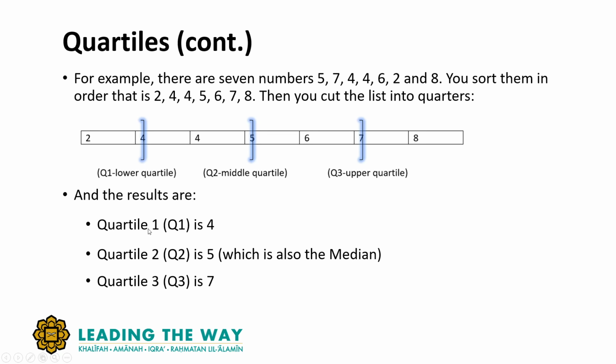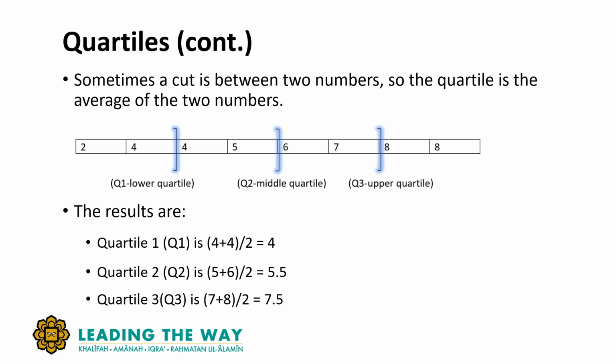You will see the results here. The first quartile is 4, the second quartile is 5, which we also refer to as the median, and the third quartile is 7. Sometimes a cut is between 2 numbers, so the quartile is the average of the 2 numbers. In this example, the first quartile is 4 plus 4, divided by 2, so you will see the answer is 4. The same goes for the other quartile.